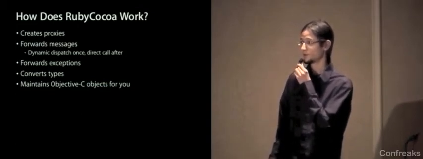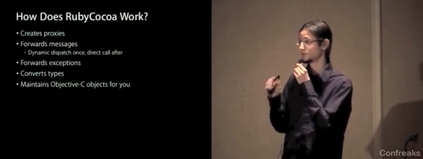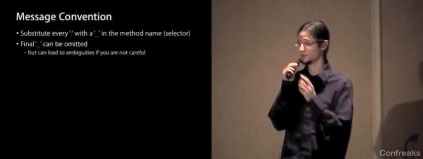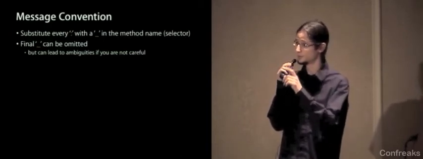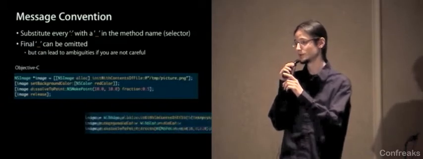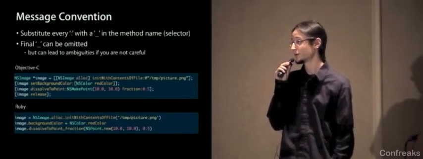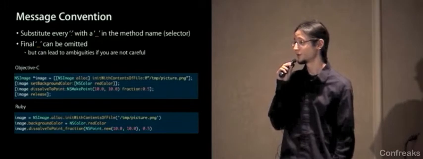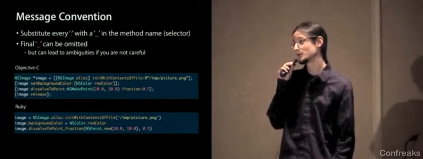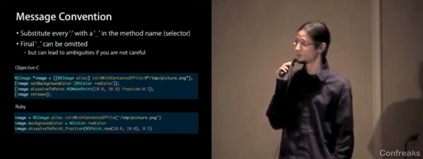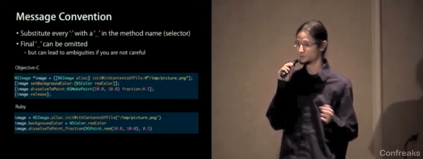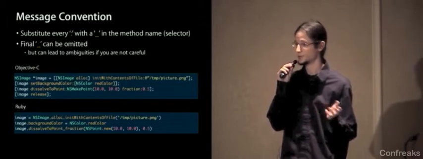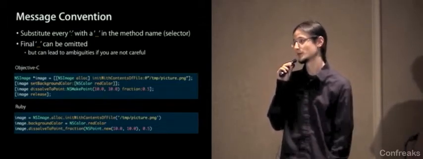The message convention is quite simple. The idea is that you substitute every colon with an underscore in the selector. To give you an example, there is a very small code snippet of Objective-C, and there is the equivalent in Ruby. The third line in the Objective-C snippet, dissolveToPoint:fraction:, will be translated in Ruby as dissolveToPoint_fraction_. It's not very nice, but we can live with that.